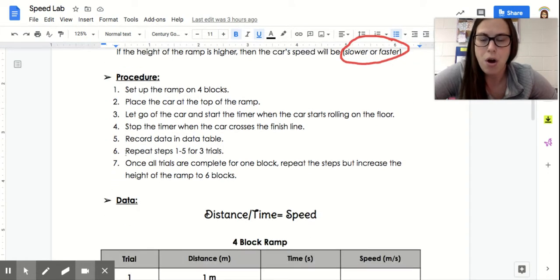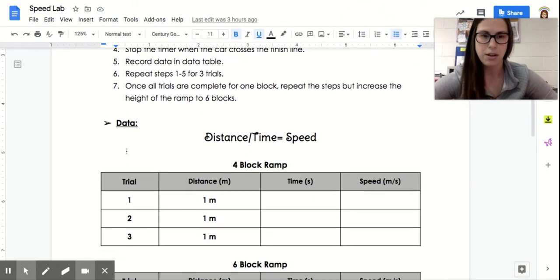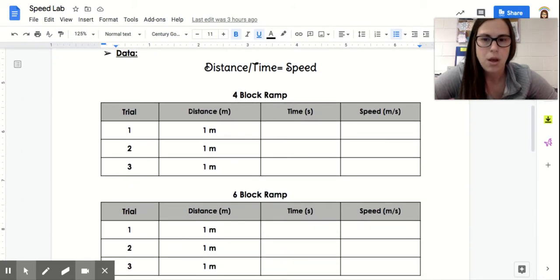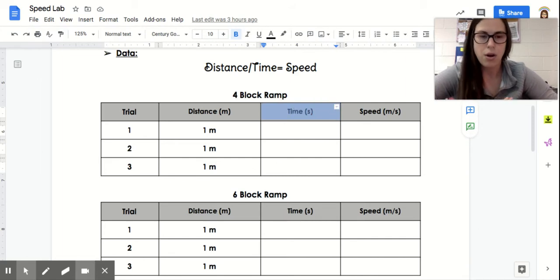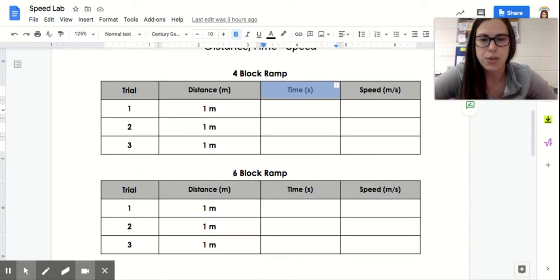You're going to record all of your data in the data table. So take a look at our data table here. We know that we're going to use the formula distance divided by time equals speed. We know that because we've used it before. It says 4 block ramp. This is where you're going to write down the times for when your car goes down the 4 block ramp. Don't worry about calculating the speed yet. Then you're going to do the same thing for the 6 block ramp. Write down the times. Don't worry about calculating the speed yet.